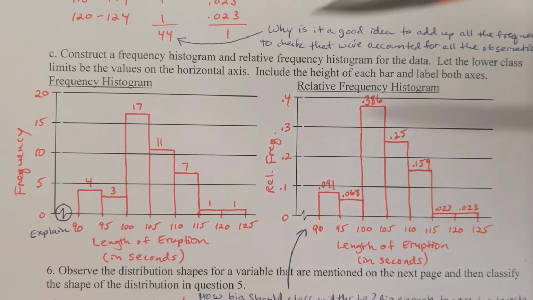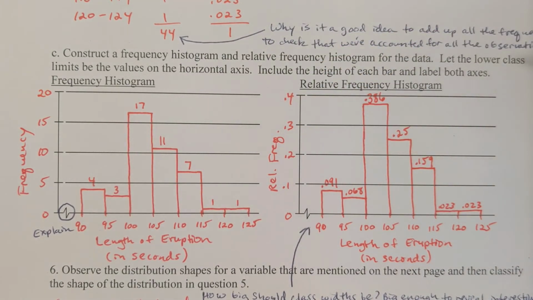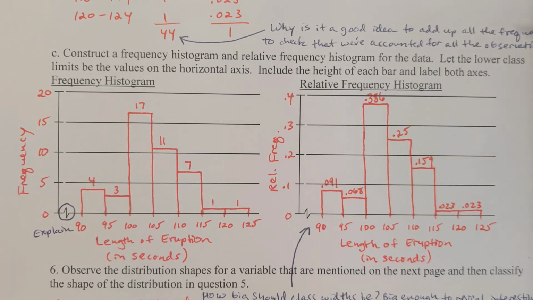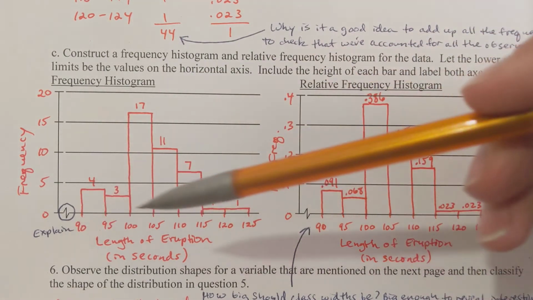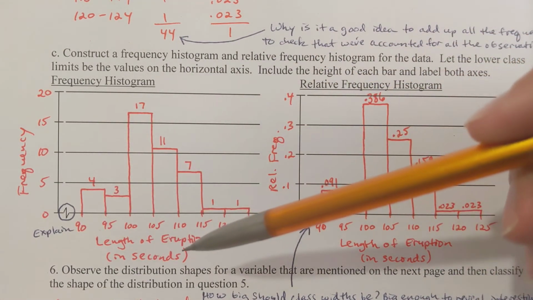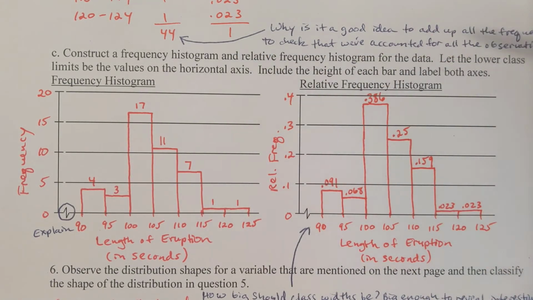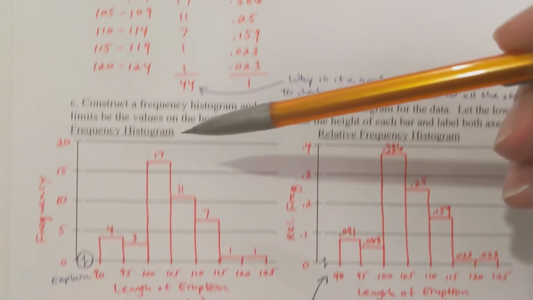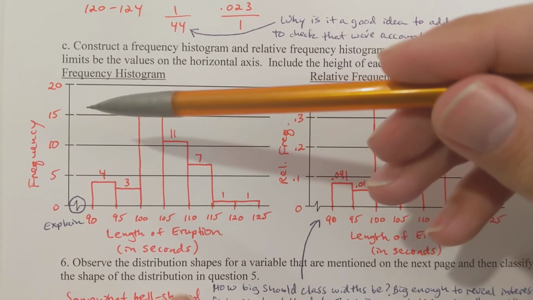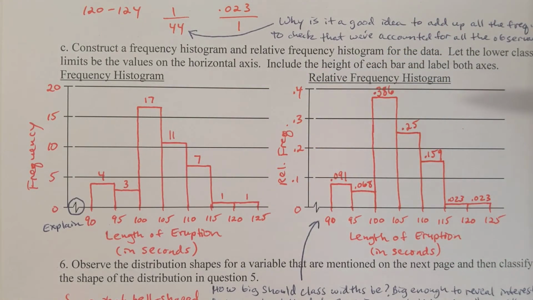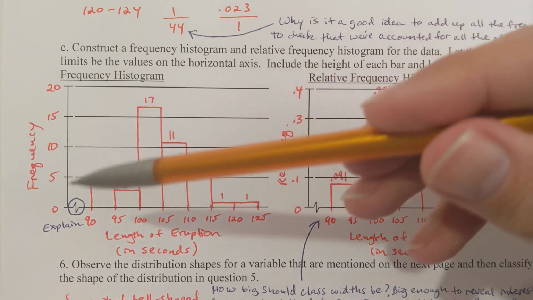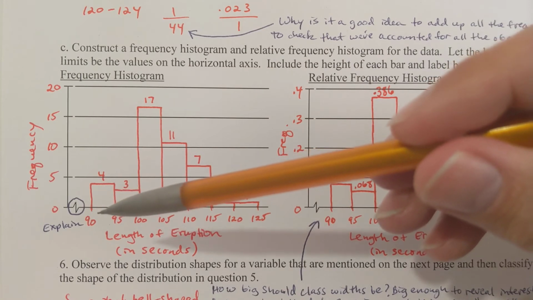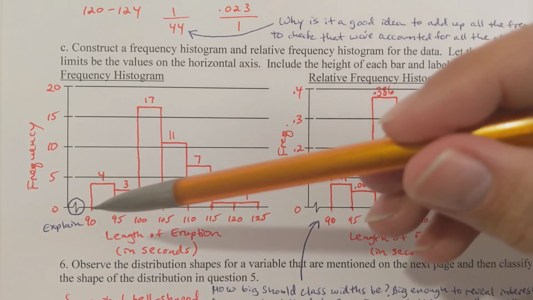Okay, so I've got my lower class limits written, and then I label the axes. So this is length of an eruption, which is in seconds, and then the frequencies. Okay. Now the largest frequency that I have is 17. Okay, so I need a scale that's going to include at least 17 in it. And so what I decided here was to begin this axis at 0 and go to 20 using an increment of 5.